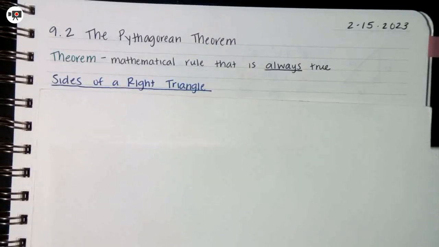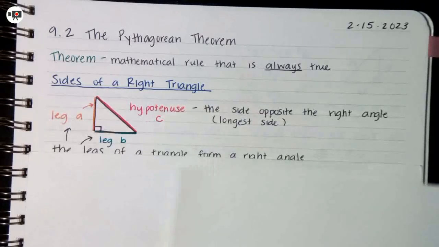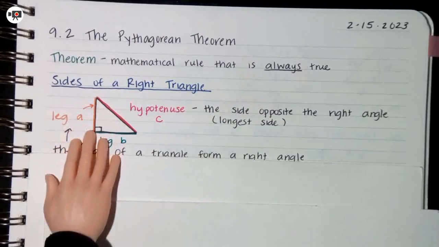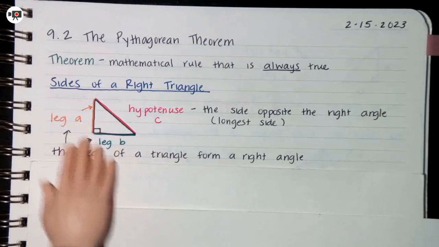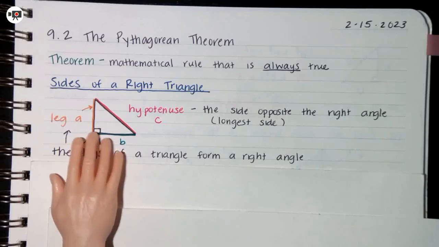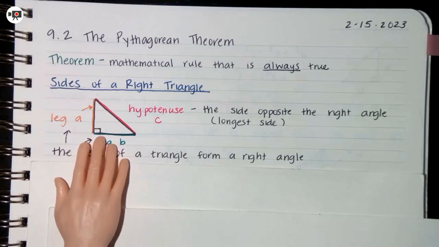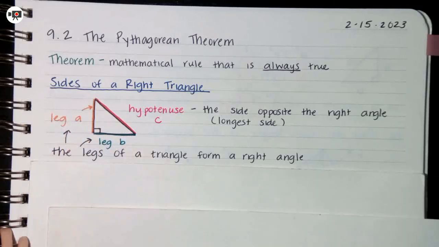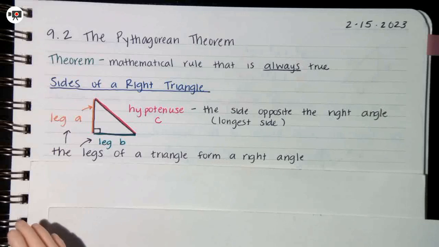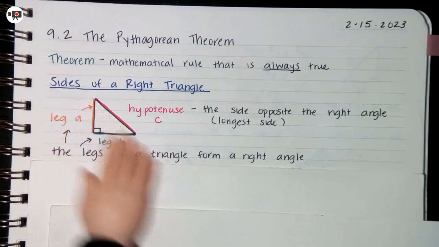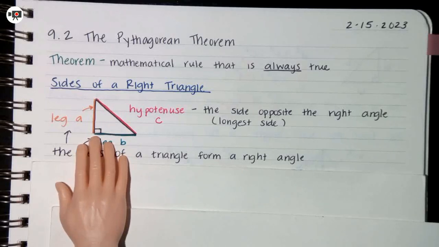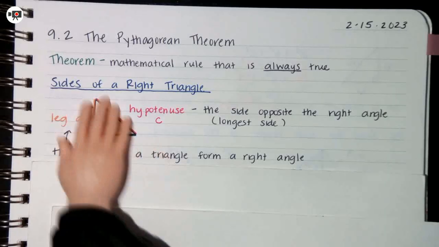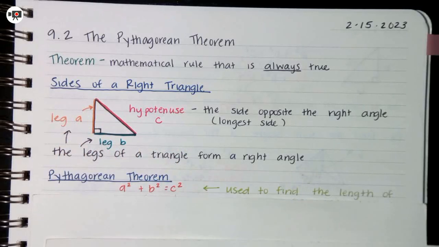So we have sides of a triangle, of a right triangle specifically, and we have leg A and leg B. Leg A and leg B form a right angle. We show that it's a right angle with this little box so that we know that it is 90 degrees. So A and B make the right angle, and those are the sides of a triangle. Then we have the hypotenuse, which is C, the longest side, and the hypotenuse is always opposite the right angle. So we have sides A, B, and C to make a right triangle.